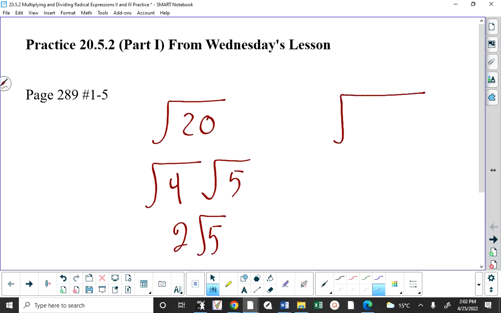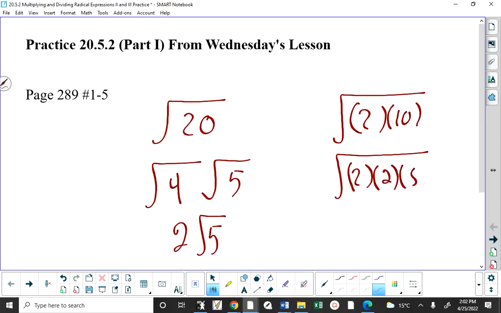Some of you may prefer to take 20 and break it into 2 times 10, and then break the 10 into 2 times 5, and then say I have a pair of 2's that can come out as a single 2, and I have root 5 left over. I don't frankly care which method you use. What I care is that you know root 20 can be written as 2 root 5, and you can get there. It shouldn't be a big Herculean task. It takes you a couple of seconds to think about it, and then you write it.